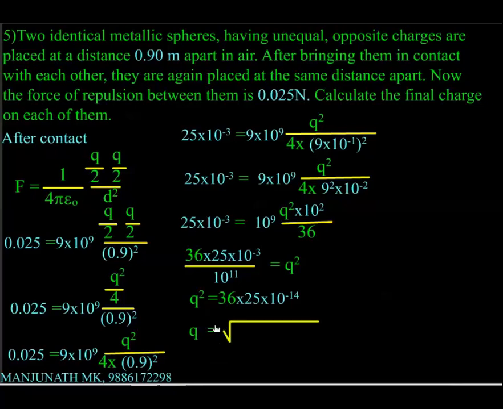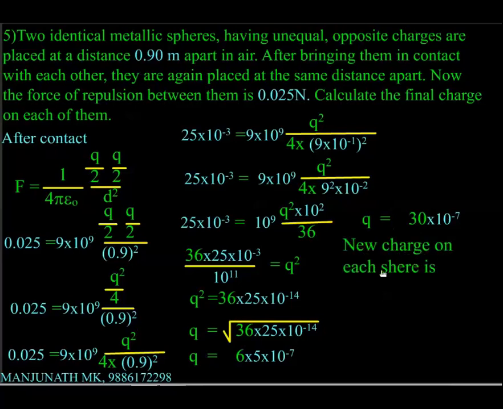It can be easily taken out of the square root. Now, Q is equal to square root of 36 into 25 into 10 to the power of minus 14. So, Q is equal to 6 6 is 36 and into 5 5 is 25 into 10 to the power of minus 7. 6 5 is 30. So, this is the total charge on two identical spheres. Now, new charge on each sphere, it is Q by 2. So, that is equal to 30 into 10 to the power of minus 7 divided by 2. So, 30 by 2, it is 15. So, 15 into 10 to the power of minus 7. So, this is the value. This is the charge on each sphere.